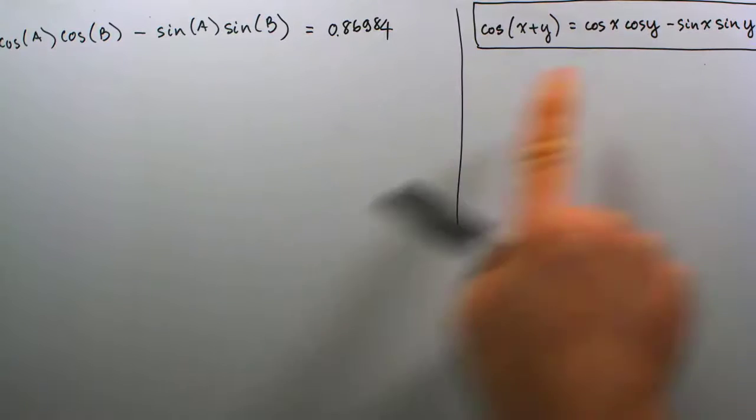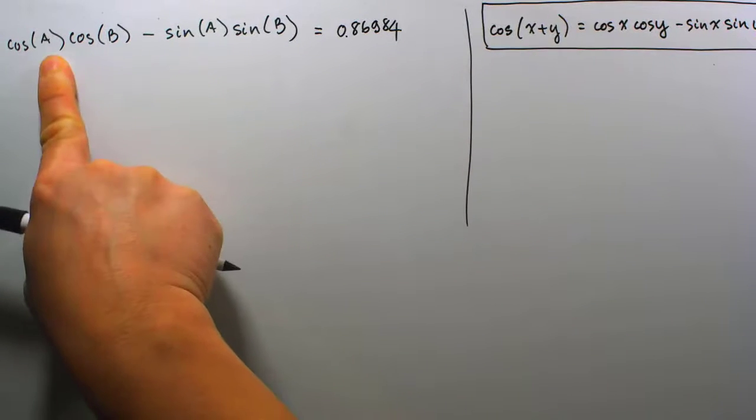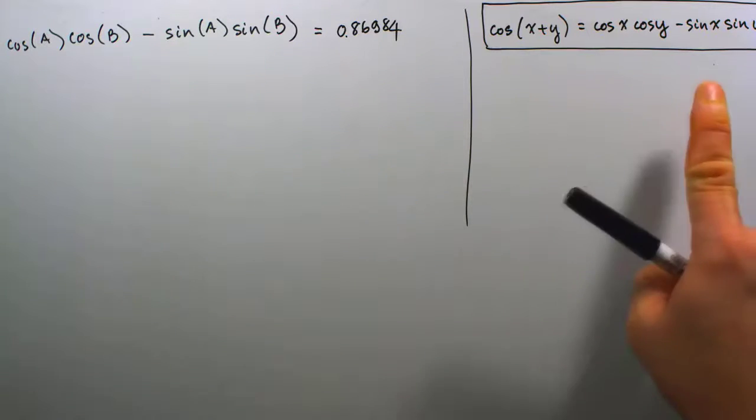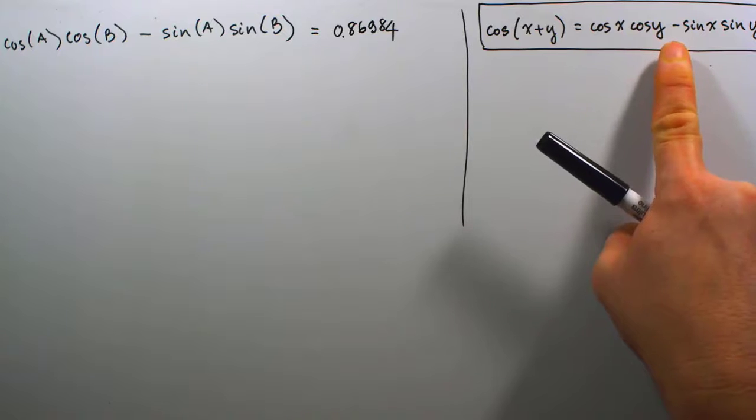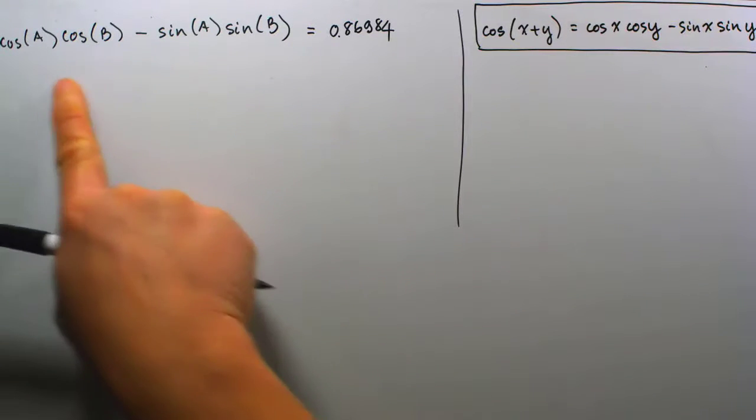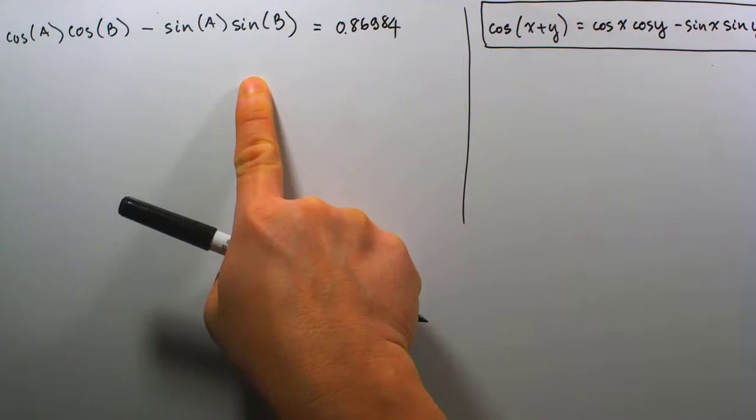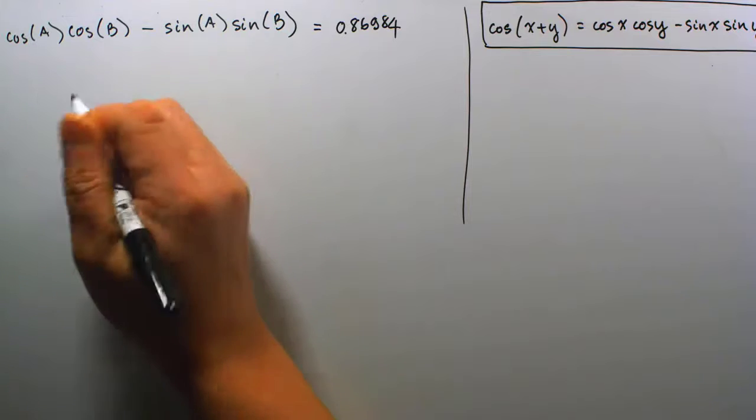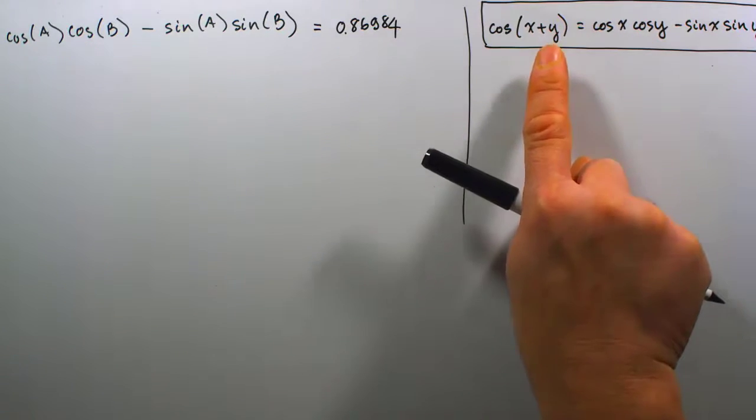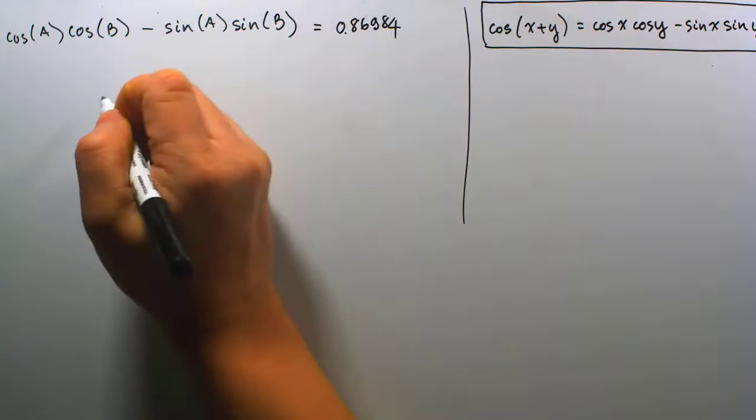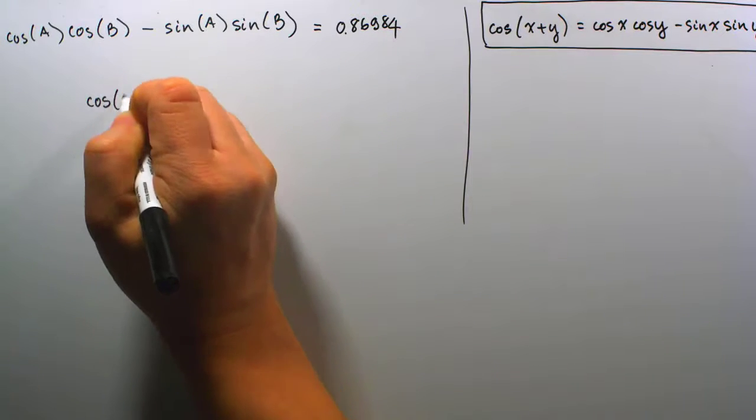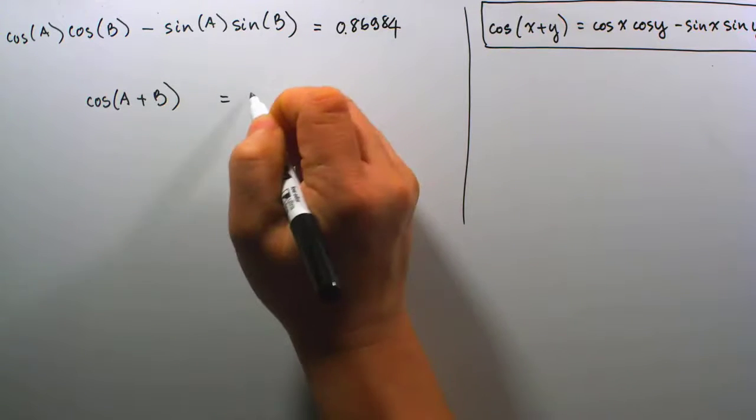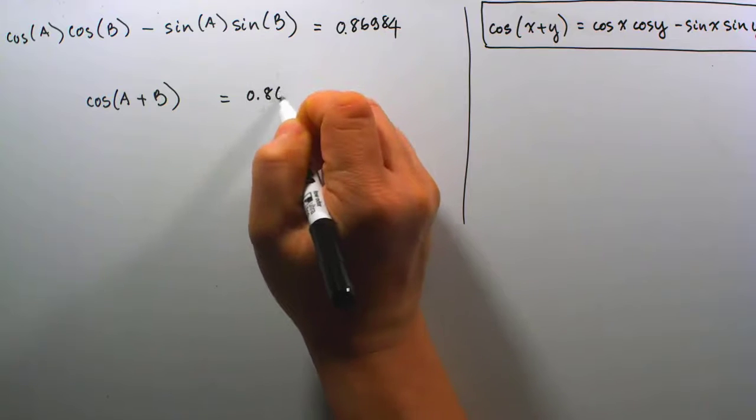And so if we're simply looking at A to be the angle in place of our angle x in the identity, and B to be the angle in place of our angle y in the identity, then the left hand side of our current equality is going to be reduced down, according to the sum identity, to cosine of A plus B, and the right hand side remains the same, 0.86984.